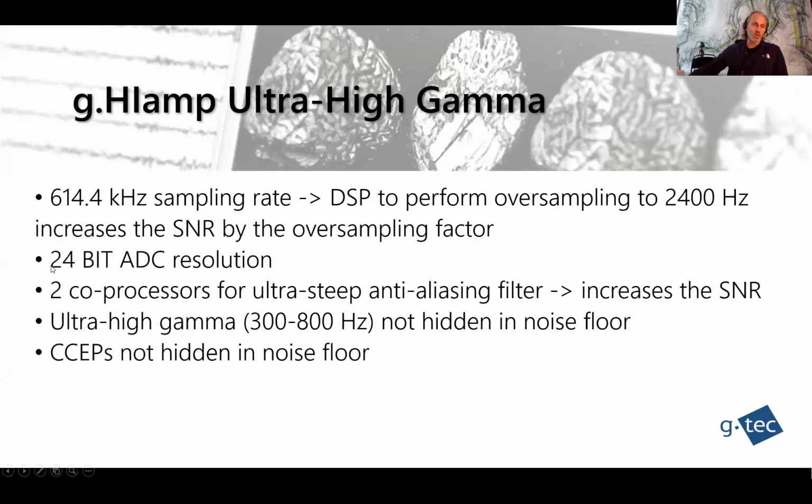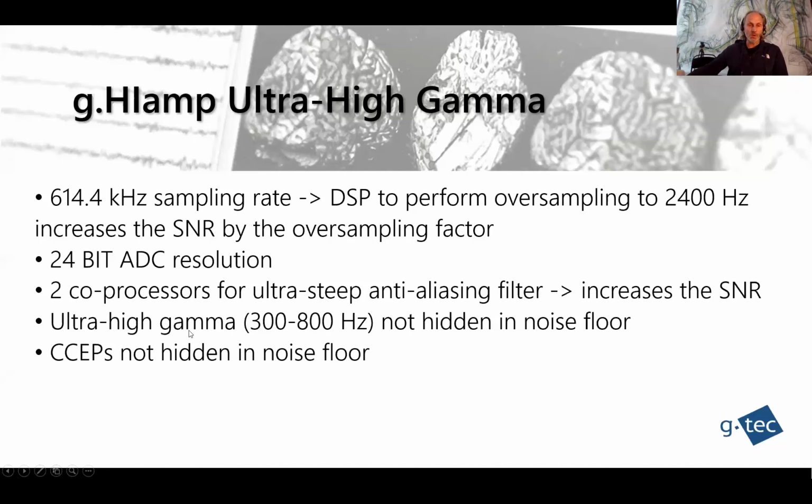And then we are also using 24-bit ADC resolution. This is also super important to be able to record these very tiny signals. And we also have 2 additional co-processors inside for a very ultra steep anti-aliasing filter, and this is increasing the signal to noise ratio again. So altogether we have 4 processors inside the g.tec to do all these tasks, and at the end we get a much better noise floor and we can see these signals.